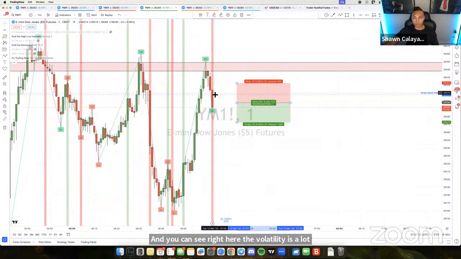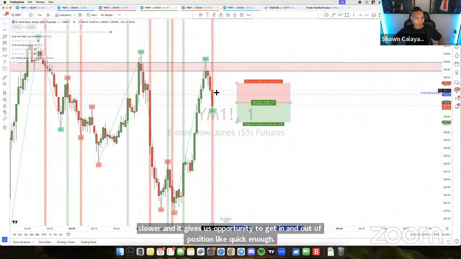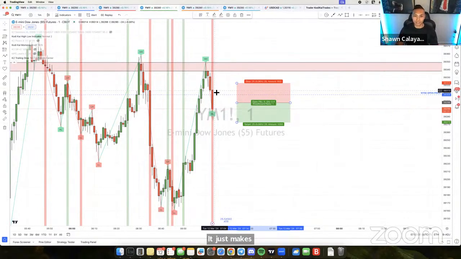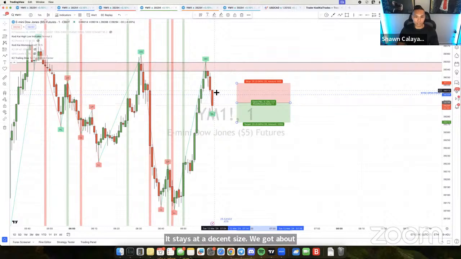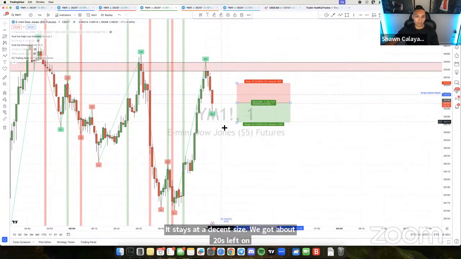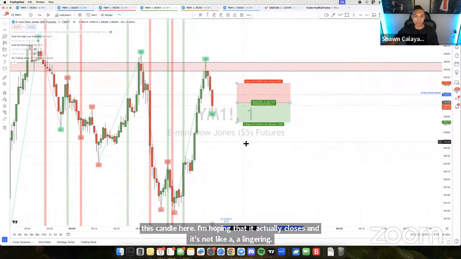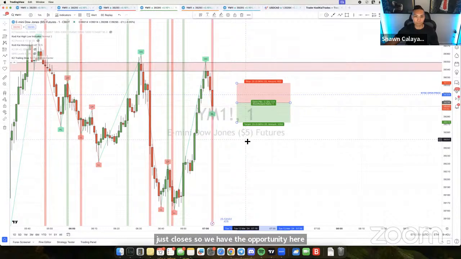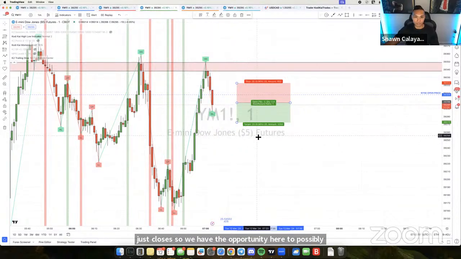I'm just hoping the candle's not super huge, because typically I don't like when the candle's super huge like that. It takes away a lot of space that we can be climbing from. But it's got to be big enough for the signal to close. So I'm hoping it stays at a decent size. We've got about 20 seconds left on this candle. I'm hoping that it actually closes and it's not a lingering pending momentum like it's been in the past. I'm hoping it just closes so we have the opportunity to possibly take this down. This candle has about 5 seconds left on it.